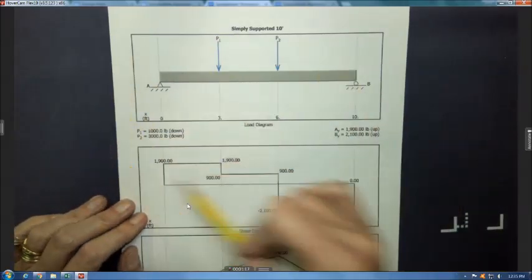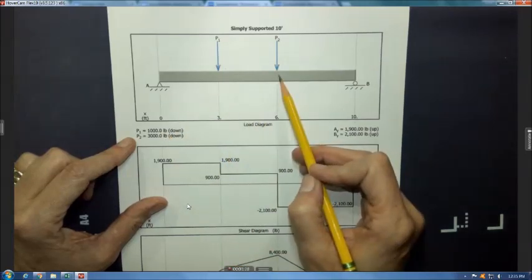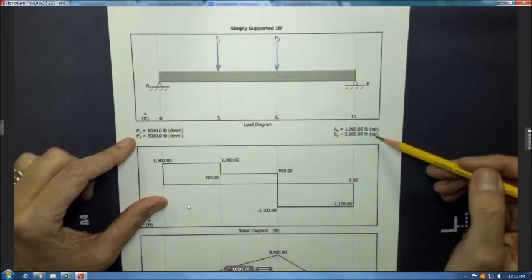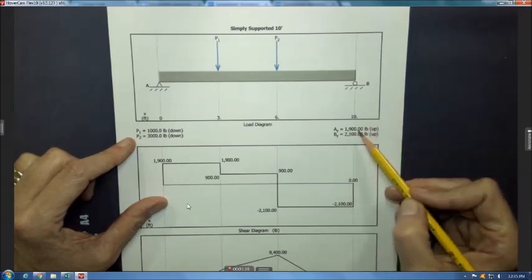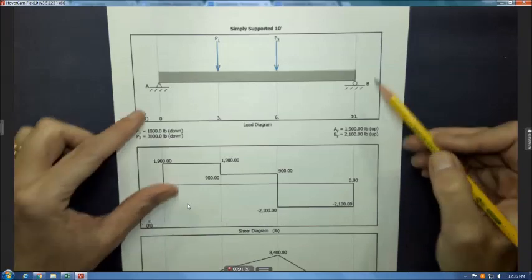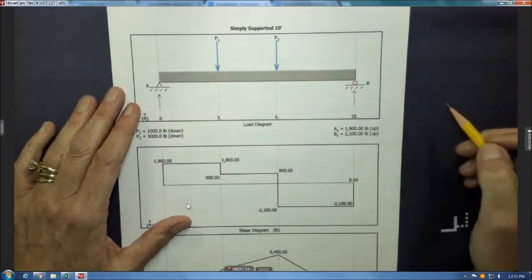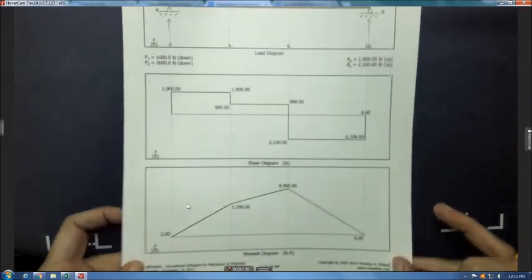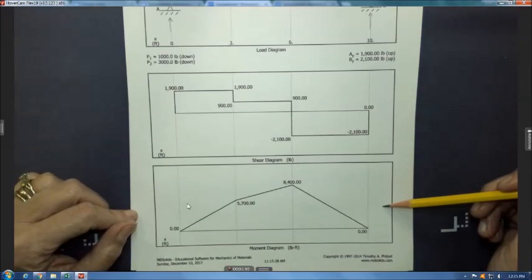The top here lets us know what the values of the external loads are that I added, but then also what are the values of the reactions at the support. So you'll see an AY here and then a BY. So those would be going up in these two directions. Okay? Then, as you can see below, the next is my shear diagram and then my moment diagram down below.